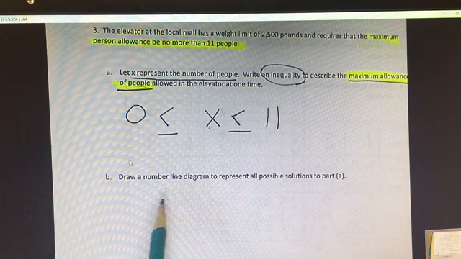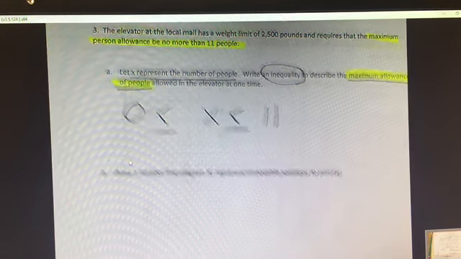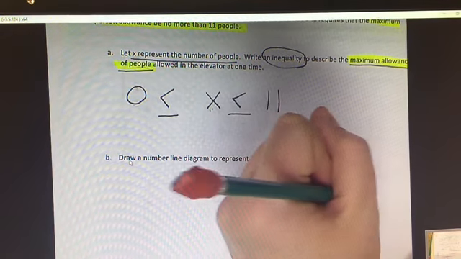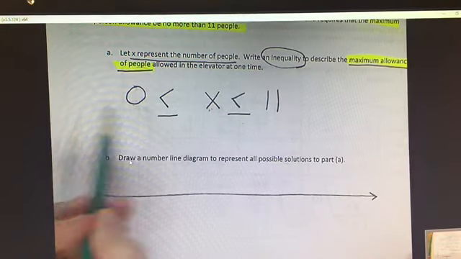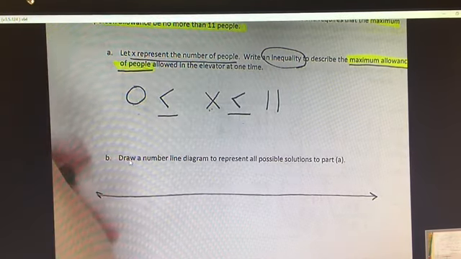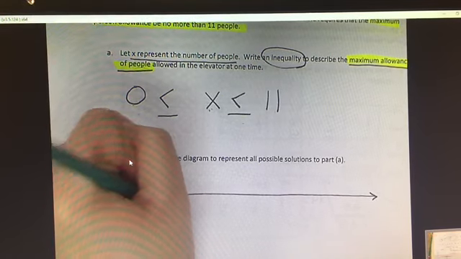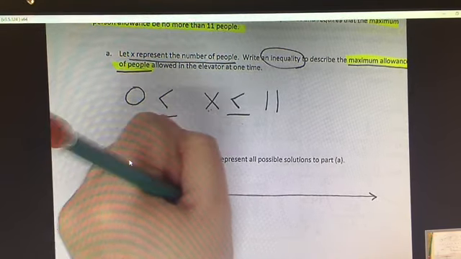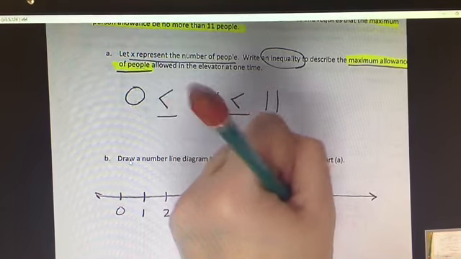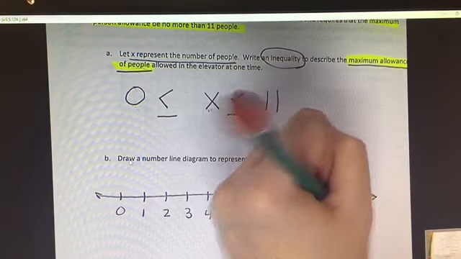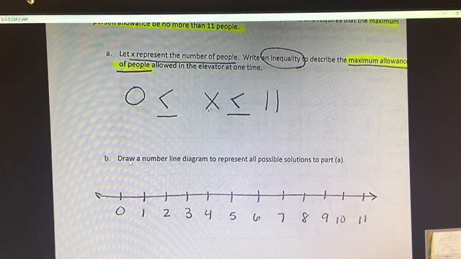B says draw a number line to represent all the possible solutions in part A. So when we look at this number line, we already determined that we can have 0 people in the elevator. Okay, and then 1, 2, 3, 4, 5, 6, 7, 8, 9, 10, and 11, okay? So now what you're going to do is you're going to fill in this number line.